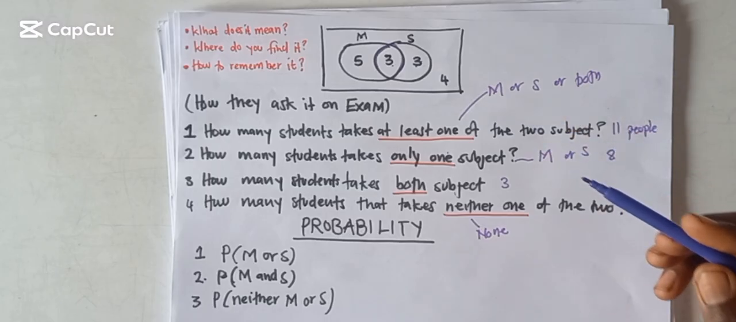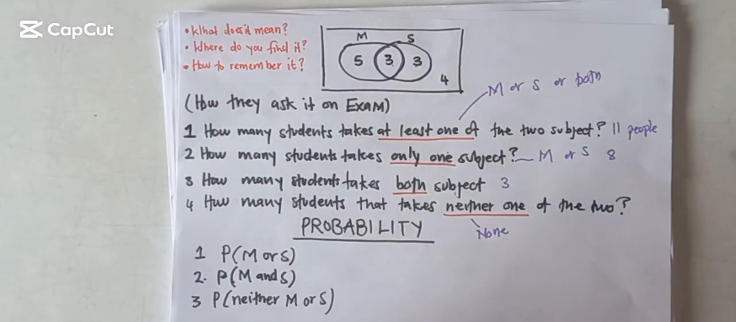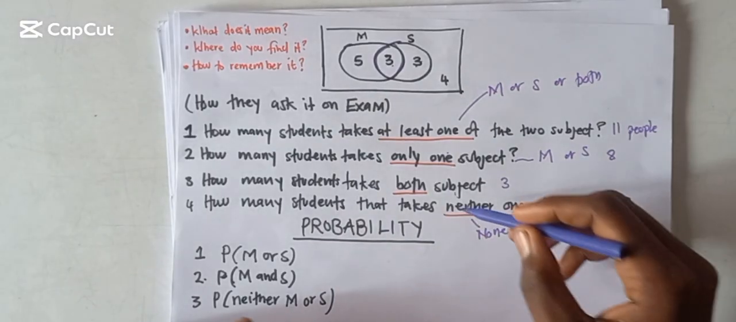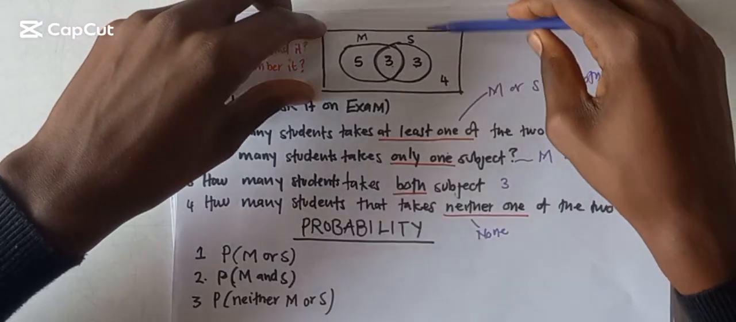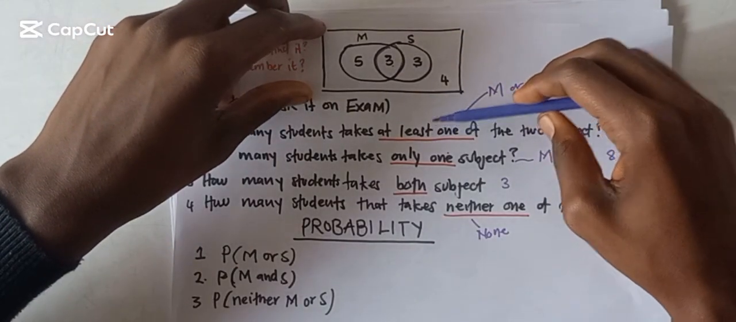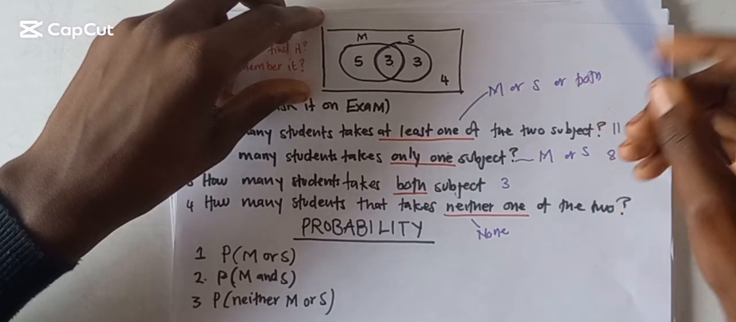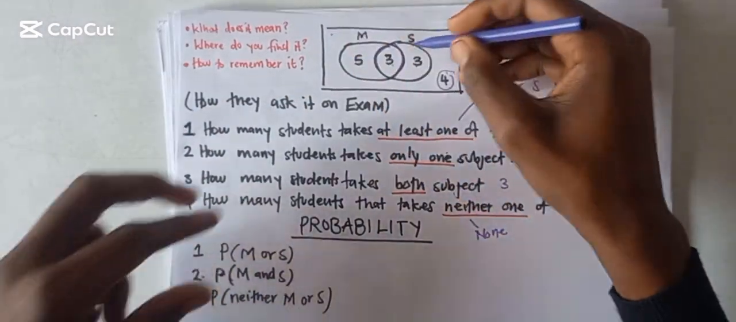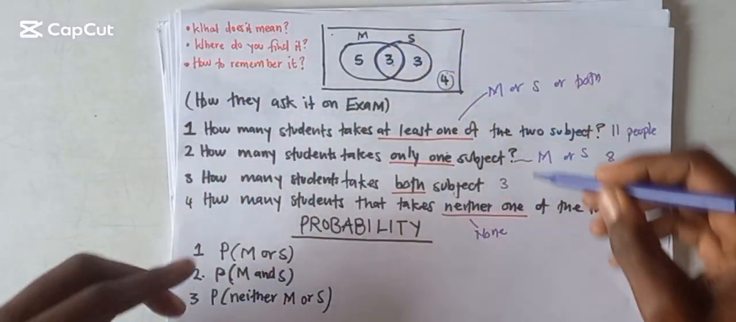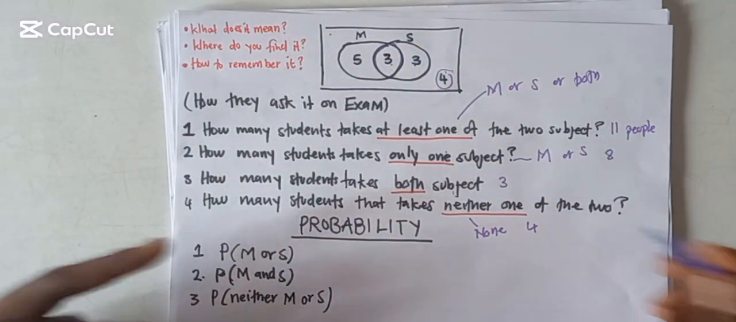We find the number of people outside the circles but inside the rectangle. Let me repeat this. Where do we find the neither? We find them outside the circles of our Venn diagram but inside the rectangle. Sometimes it can be written, but as long as it is outside of the circles, that's where we find the neither. So how many of them? 4 students.